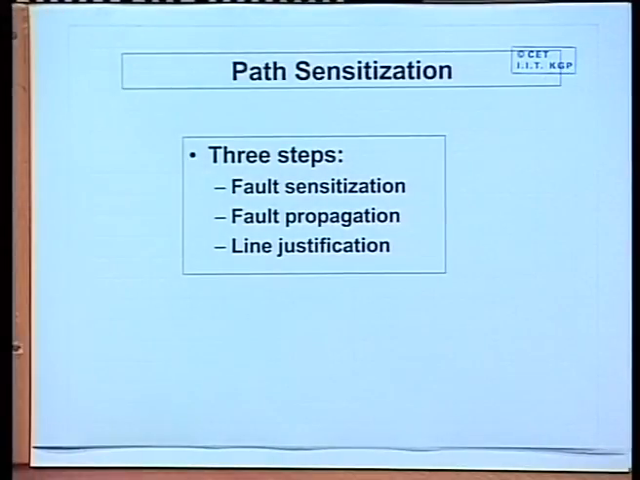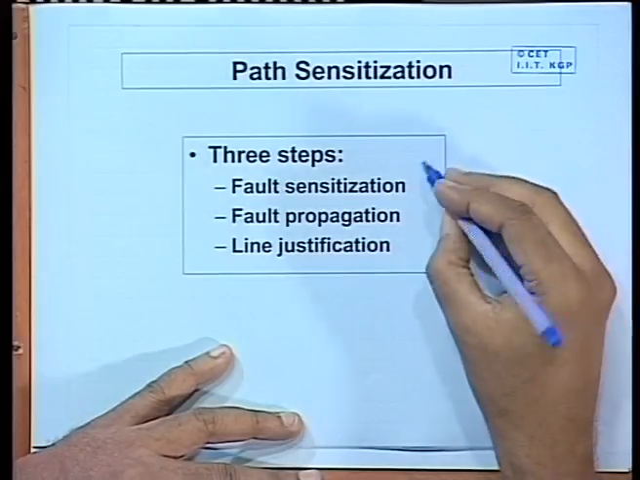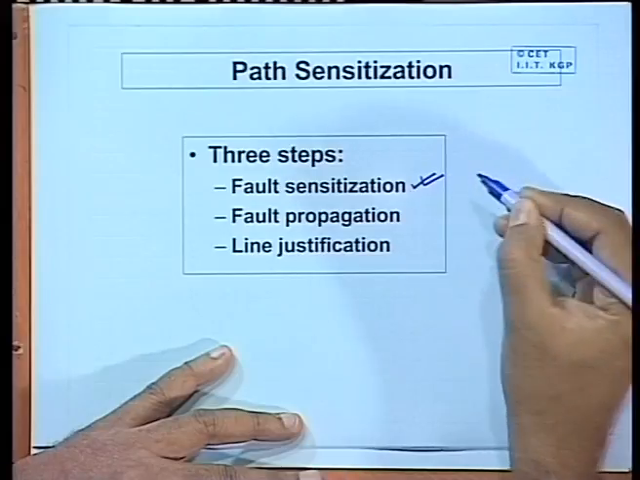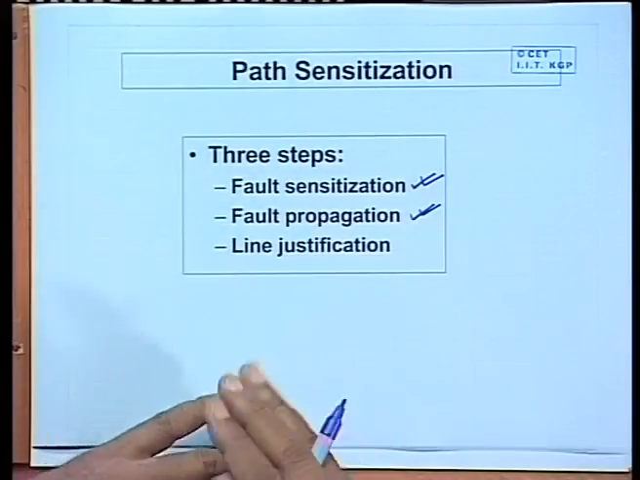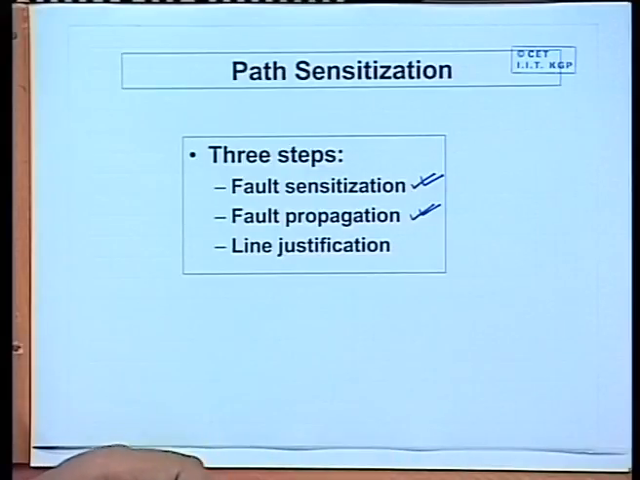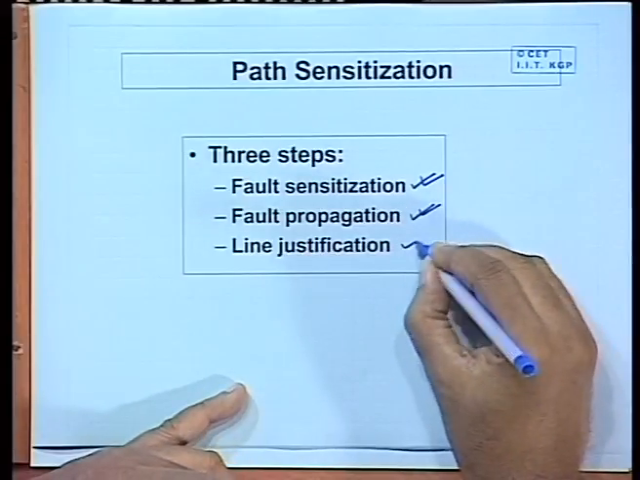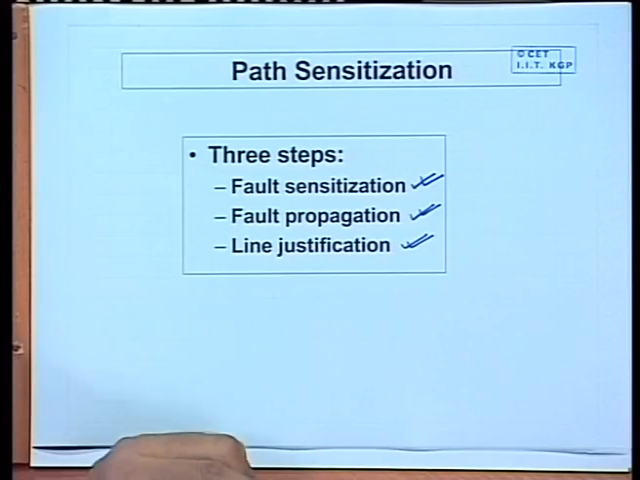So, as we had illustrated with that small example, we need to carry out 3 steps. Fault sensitization means applying the reverse logic value at the site of the fault. Fault propagation means we have to find a path through which the fault will propagate to the primary output. And line justification means that, in order to do that, we will have to apply some suitable logic values to the other lines of the circuit. So, we will have to do that systematically.